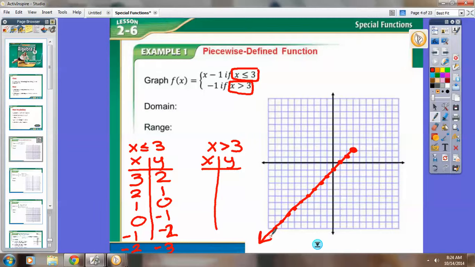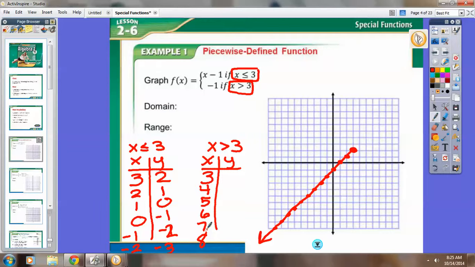Let's go to the second piece of our piecewise function. This one right here. This time I've picked values that are greater than 3. Now that's kind of misleading because 3 has to be the first value I put in for x because it's an end point. I have to put 3 in. So what are some other values I could put in for x? 4, 5, 6, 7, 8. I can put anything that's bigger than 3 in.